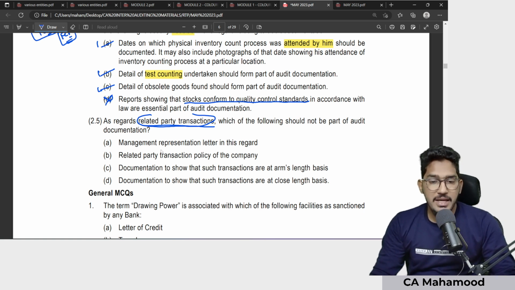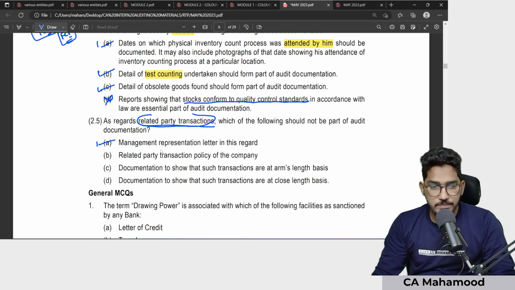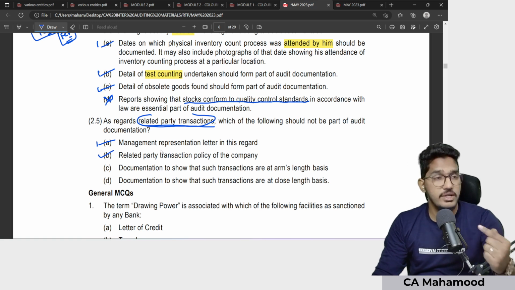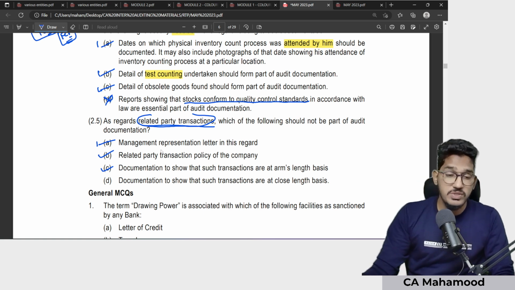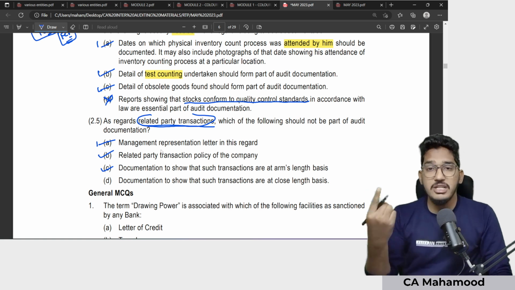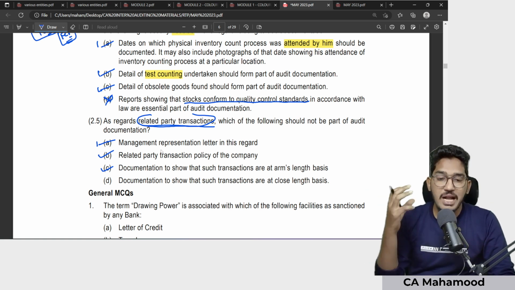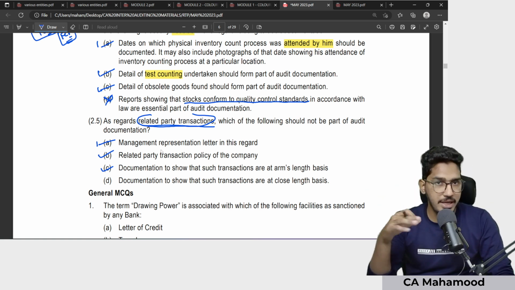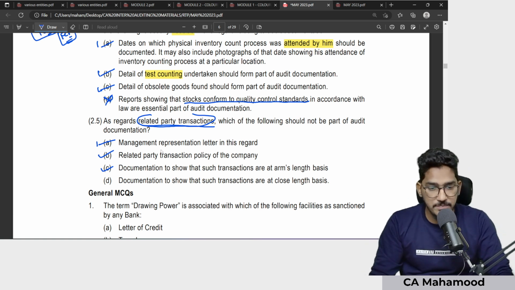Let us see. Management representation letter in this regard, obviously this should form part of documentation. Whatever representations you are getting from the management, that should go to my audit documentation. Related party transaction policy of the company, what policy the company is having regarding related party transactions, that should go and sit in my documentation. Documentation to show that such transactions are on arm's length basis. Whatever transactions are happening with the related party, they should happen on arm's length basis. So that arm's length basis of calculation of price also should form part of my documentation.